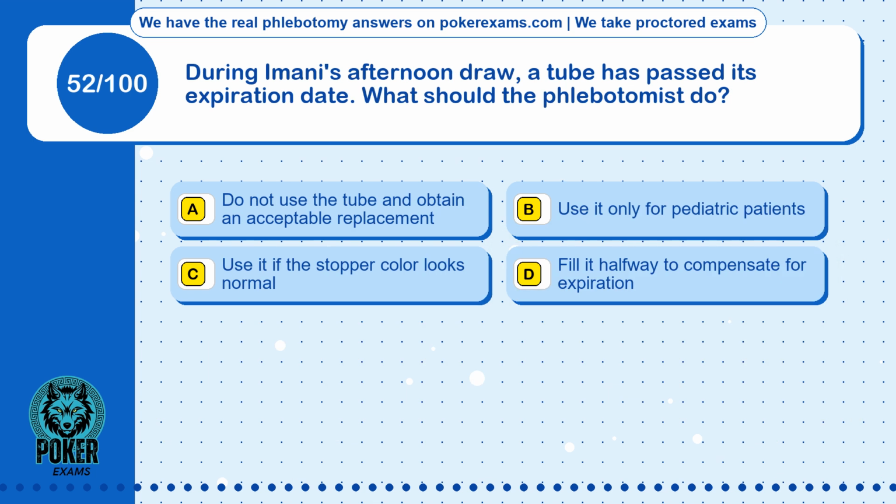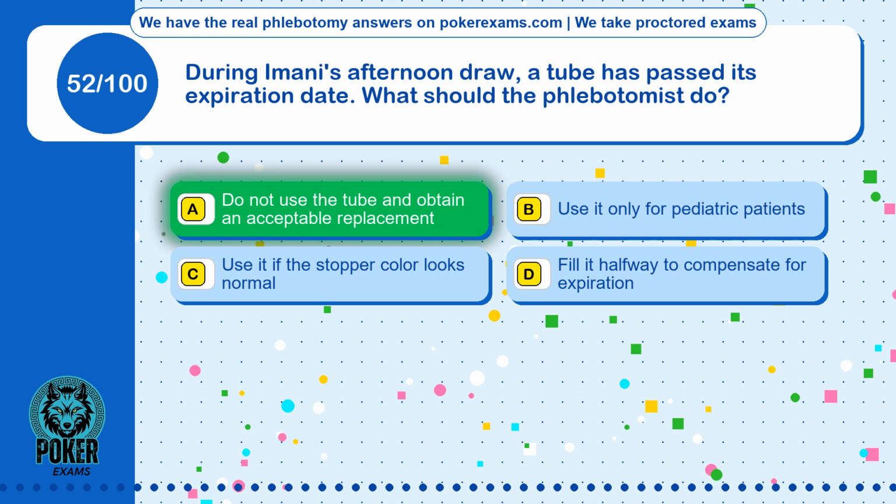Question 52. During Imani's afternoon draw, a tube has passed its expiration date. What should the phlebotomist do? Option A. Do not use the tube and obtain an acceptable replacement. Option B. Use it only for pediatric patients. Option C. Use it if the stopper color looks normal. Option D. Fill it halfway to compensate for expiration.